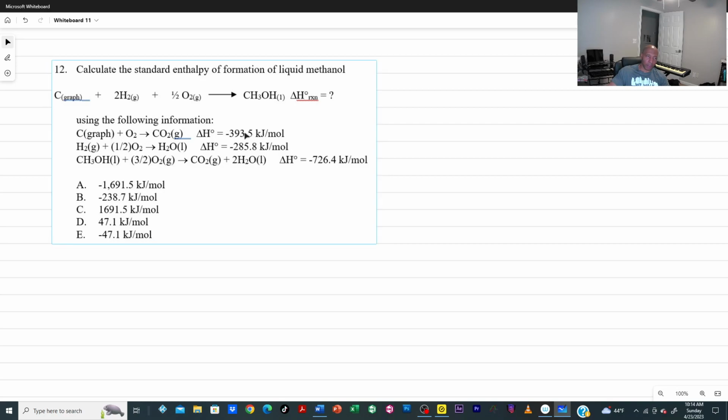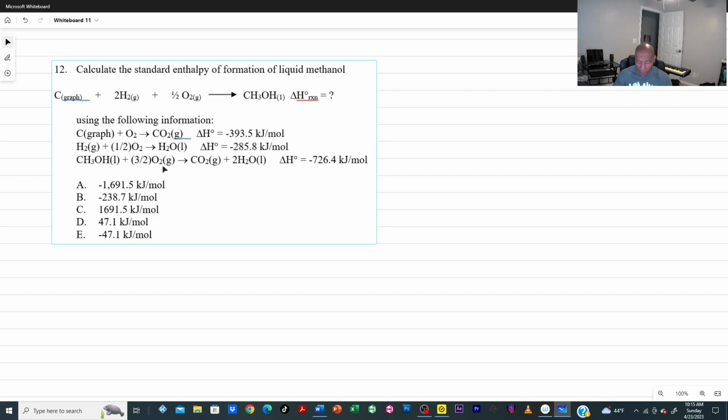So the first reaction, I see that I have carbon graphite in it, and I have carbon graphite in the reaction above, 1 mole. They're both reactants, so I'm going to leave this reaction the same. The second reaction, I have H2, but I need 2 moles of it, and I only have 1 mole, so I know I'm going to multiply this reaction by 2.